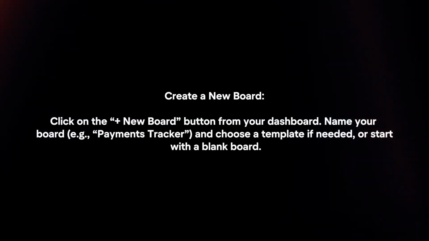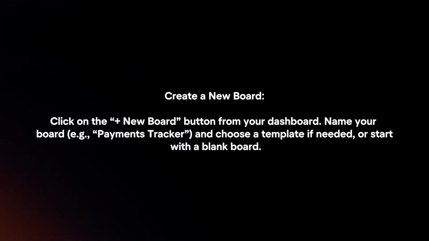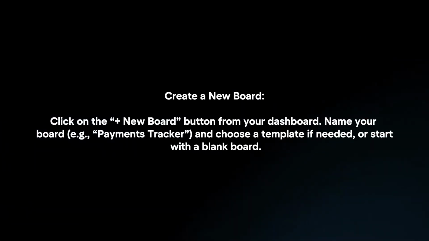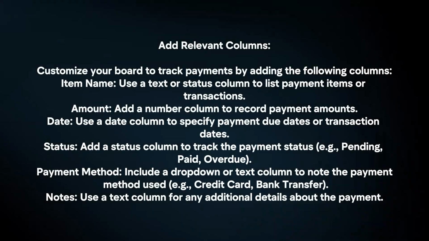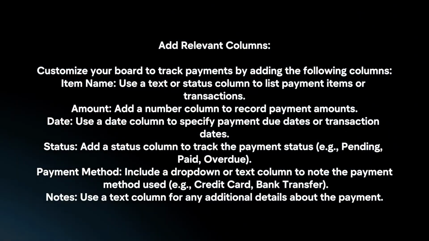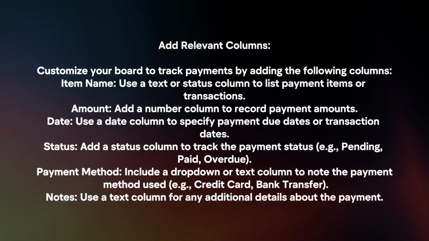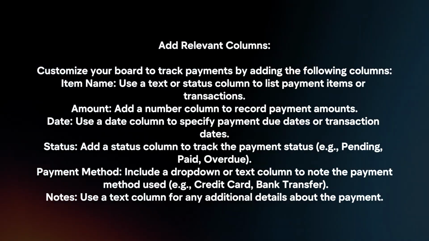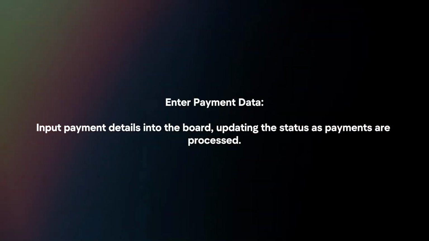Create a new board. Click on the plus new board button from your dashboard. Name your board and choose a template if needed, or start with a blank board. Add relevant columns. Customize your board to track payments by adding the following columns: item name, amount, date, status, payment method, notes.